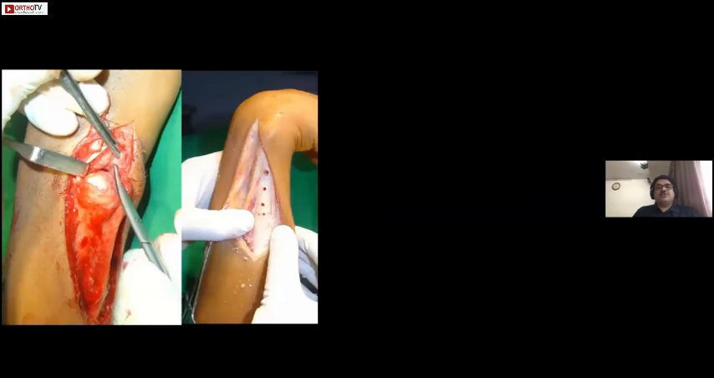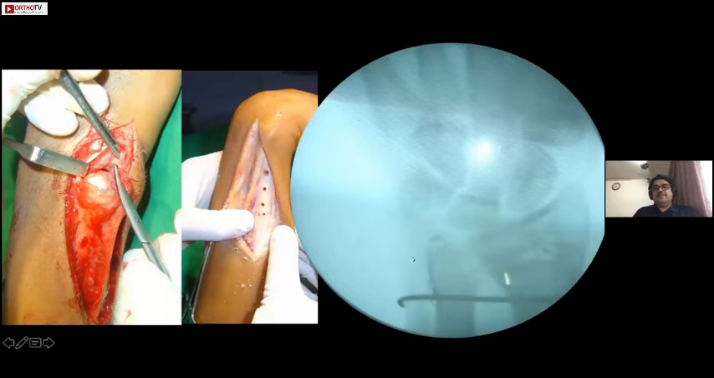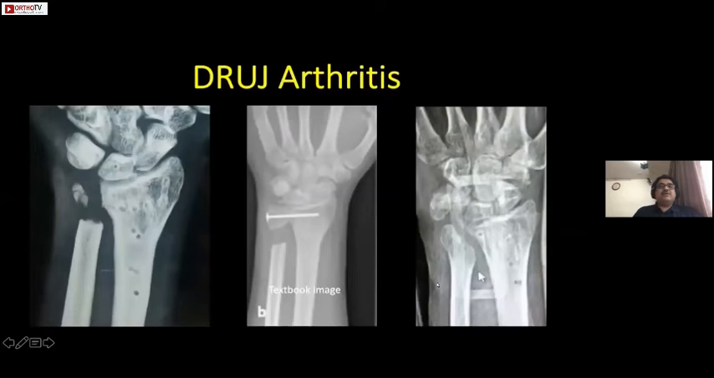This was an unstable DRUJ. So this patient underwent an open TFCC repair and ulnar shortening. This was a tension band and had an excellent outcome.